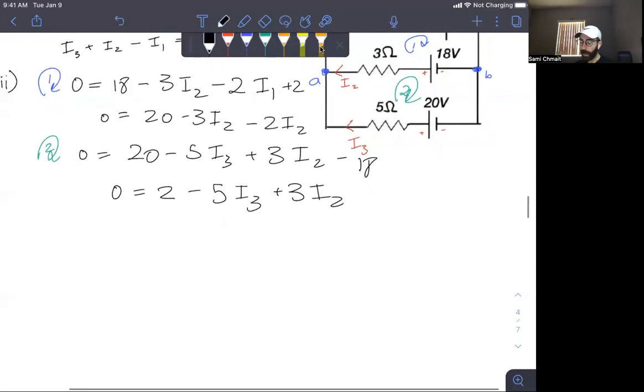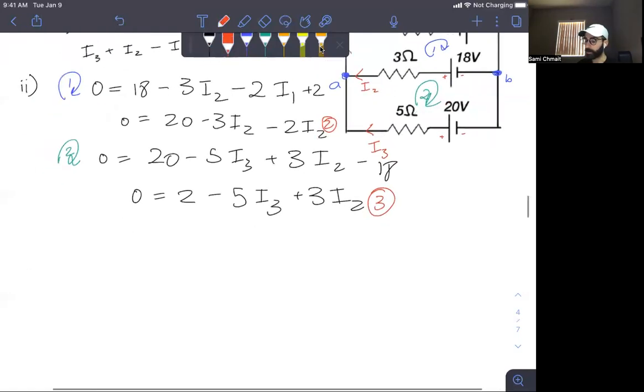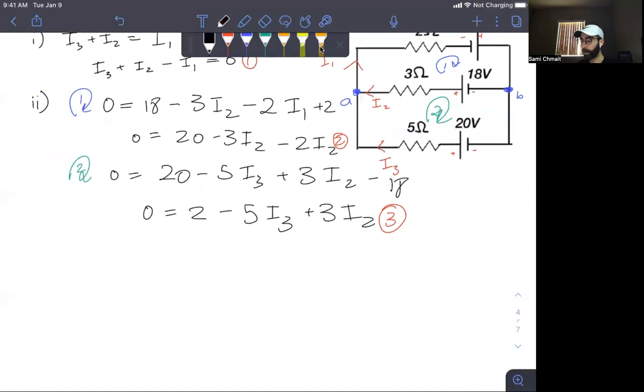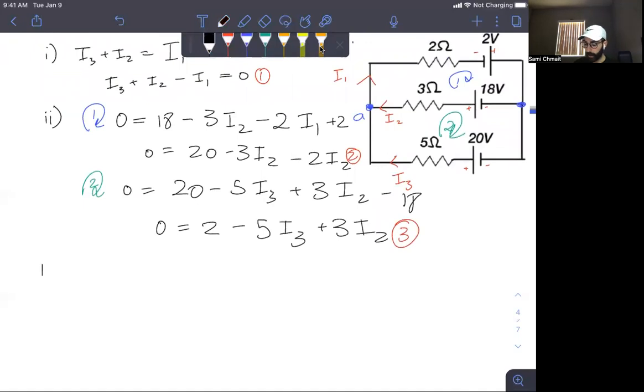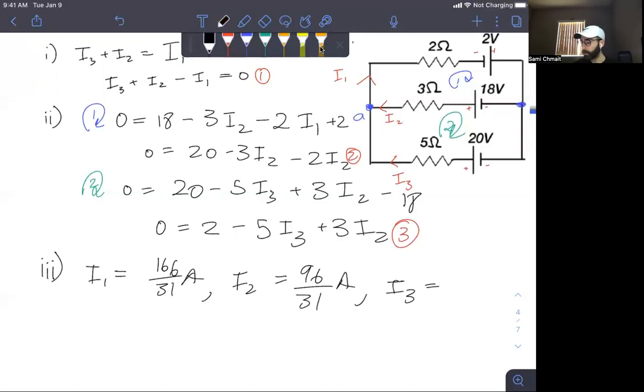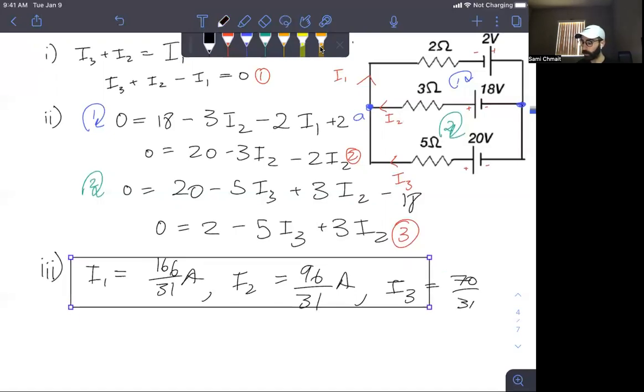Okay. So at this point, we're going to have 3 equations, 1 over here, 2 over here, and 3 over here. We're going to be able to combine the 3 equations. You can rearrange them and plug them in. I went over that on the homework review, so if you want to look at how to solve a system of equations, look at that. But just to save time going through the algebra, I'll just tell you that I1 is equal to 166/31, I2 is equal to 96 over 31, these are all units of amps too, and I3 is equal to 70 over 31. Okay, so that's the current through each of the resistors shown here.